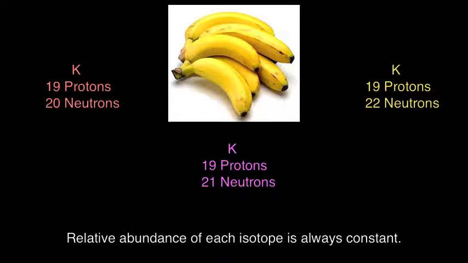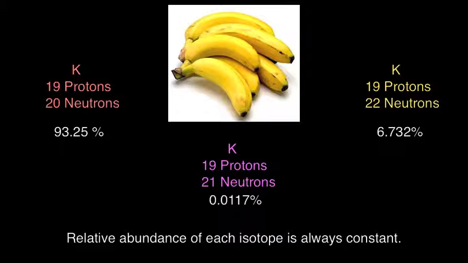For example, there is going to be the same amount of each isotope in different samples of matter. For example, a banana, which has a lot of potassium, is 93.25% potassium atoms with 20 neutrons. 6.73% is a potassium atom that has 22 neutrons. And a very small number, 0.0117%, has 21 neutrons. The percent composition of potassium isotopes will still be the same.